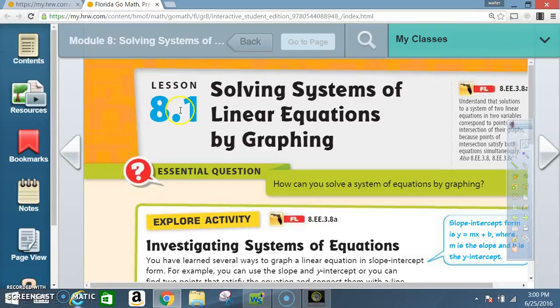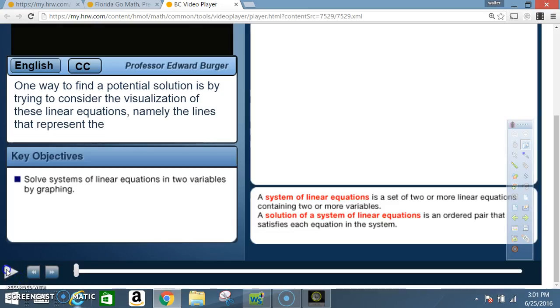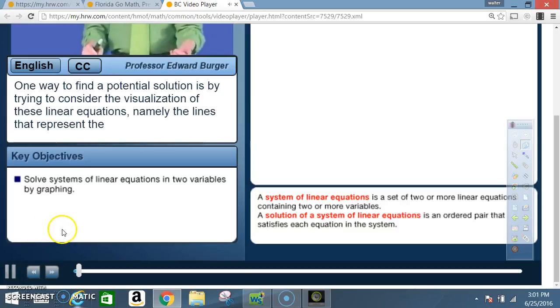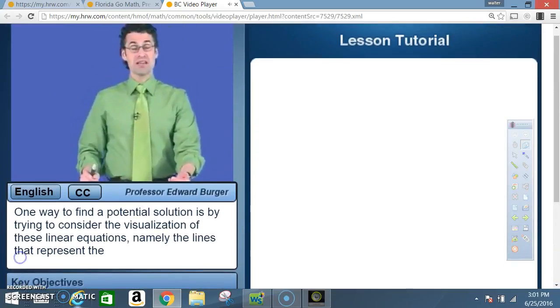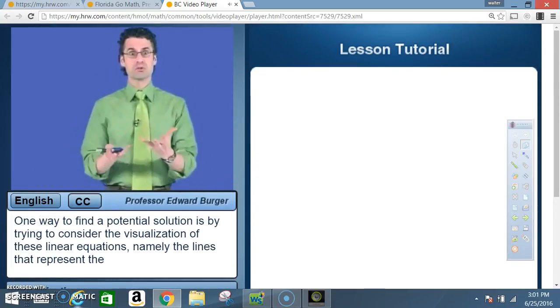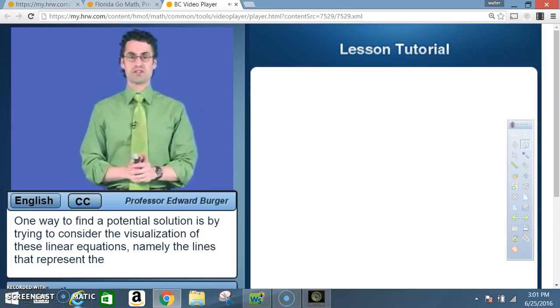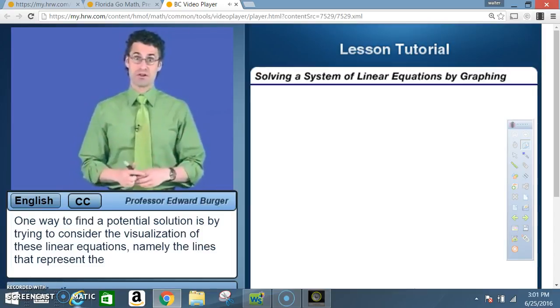Okay, today we're in lesson 8.1, solving systems of linear equations by graphing. Section 8.1, solving system of linear equations by graphing. One way to actually find a potential solution is by trying to consider the visualization of these linear equations, namely the lines that represent the graph.